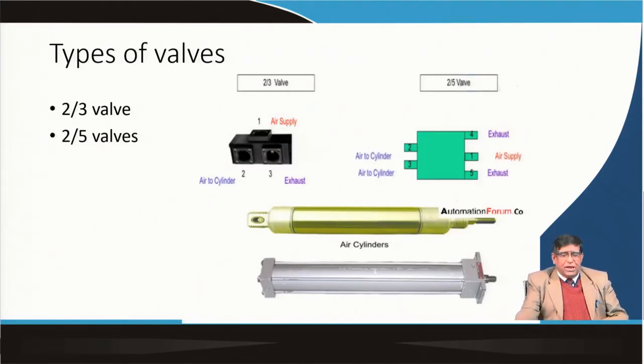So, you can see that when we say a 2/3 valve, it means we have got the air supply coming and we have got these two exhausts, and the air will be going to the cylinder. Similarly, a 2/5 valve has air going to the cylinder through these two ports, and then it has got the exhaust and the supply. All these things will be inside a cylinder.